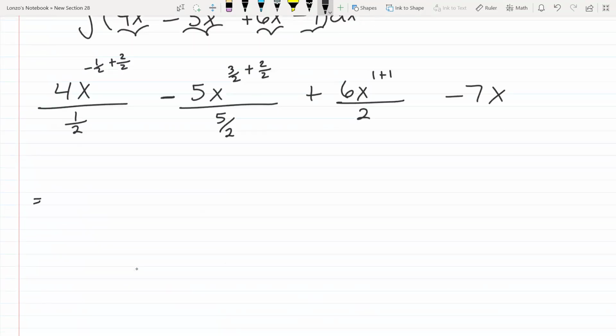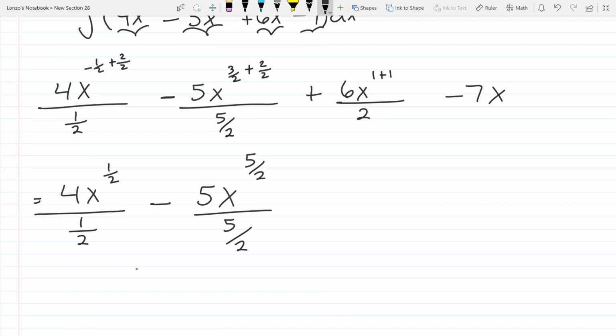Okay, let's clean this up. So this would be 4x. Negative 1/2 plus 2 over 2 is 1/2, right? Negative 1/2 plus 2 over 2 is positive 1/2, over 1 over 2, minus 5x. 3/2 plus 2 over 2 is 5/2, over 5 over 2, plus 6x. 1 plus 1 is 2 over 2, minus 7x, and then the plus c.